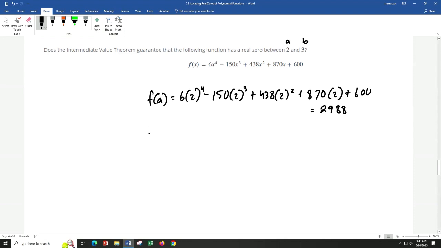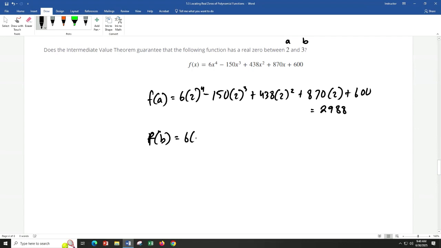What am I looking for? What should happen? Zero. We're looking for a sign change. Intermediate value, we're looking for a sign change. We're not looking for a zero right now. We're just looking to say, hey, between 2 and 3, when f is f of 2 and f of 3, are you guaranteed a zero in there? Well, let's see. The only way I'm going to know is if there is a sign change.